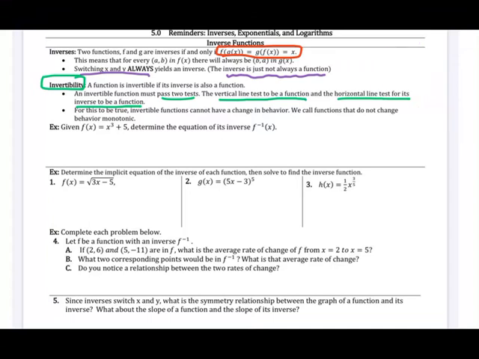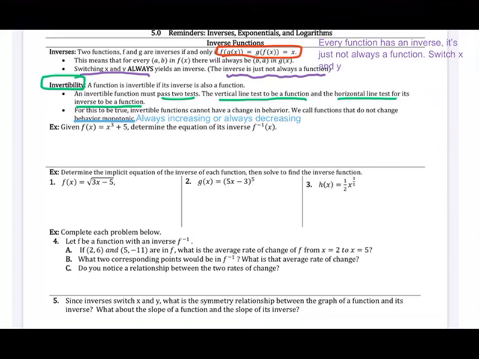In order for this to be true, what can't happen is a change of behavior, right? The problem with a parabola is that it goes from decreasing to increasing, which means at some point when I flip that sideways, I'm going to have an issue. So for this to be true, invertible functions cannot have a change in behavior. And when a function does not have a change in behavior, we call it monotonic. So monotonic means it's either always increasing or always decreasing.